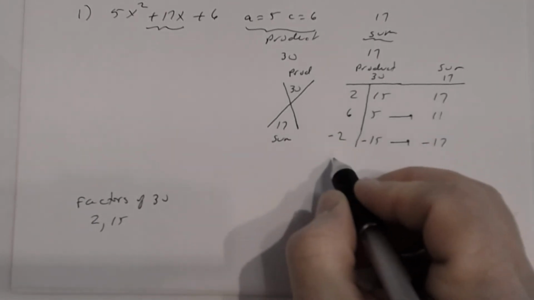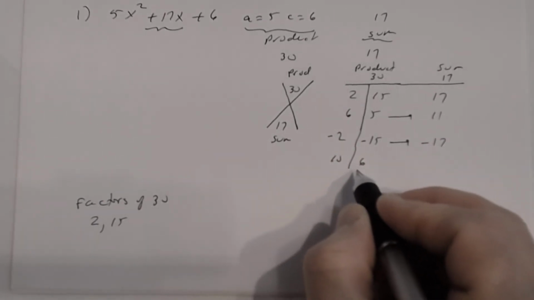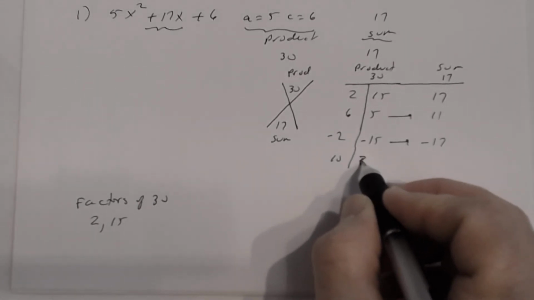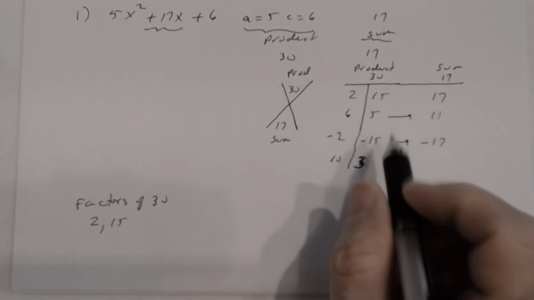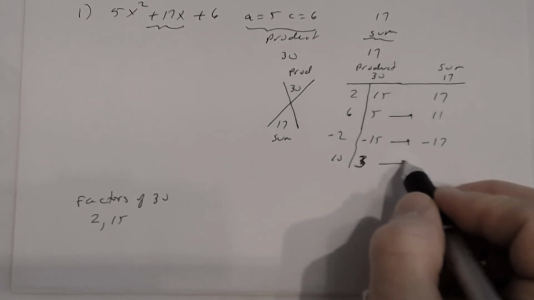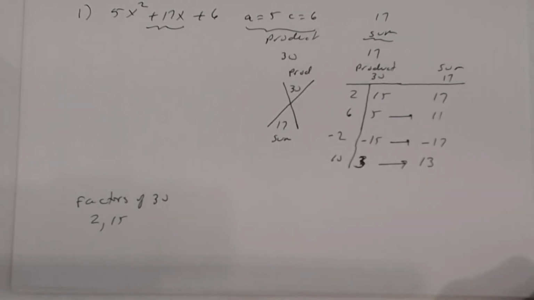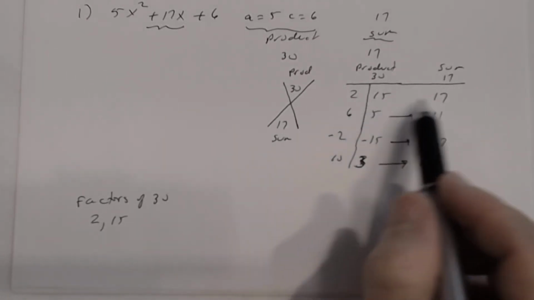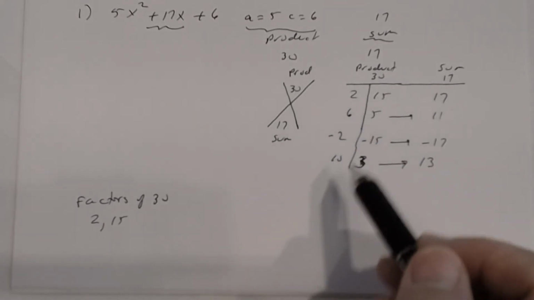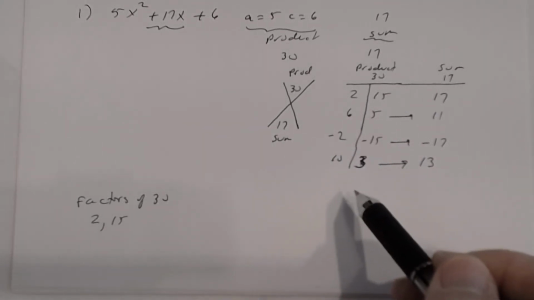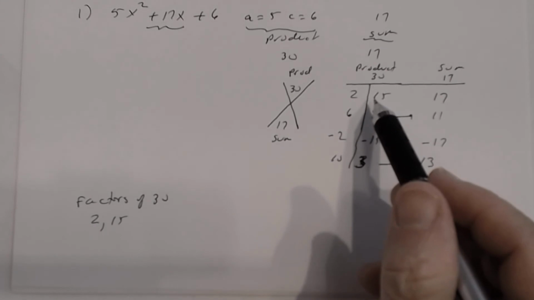Someone else could have said 10 and 6. Y'all agree? I'm sorry, 10 and 3. Y'all agree that 10 times 3 is 30, but what's the problem? When I add them up, I get 13. All right? So you are going to go through this process where you're going to try different things, and then all of a sudden you find the one that works.